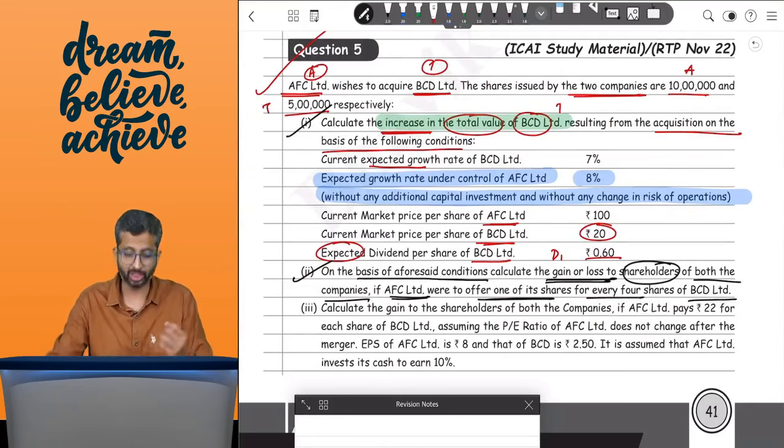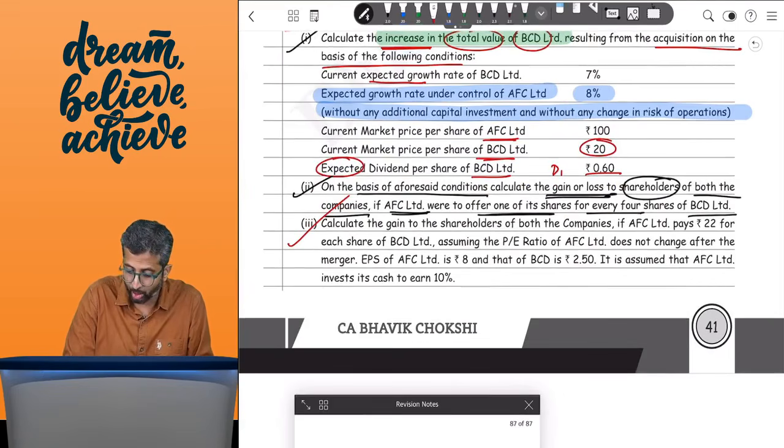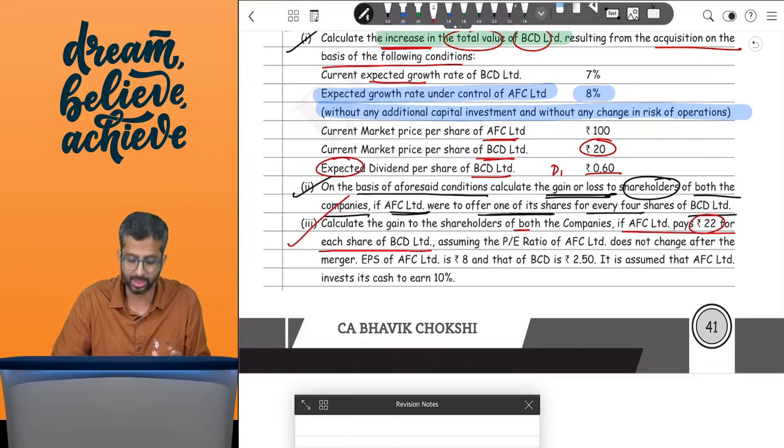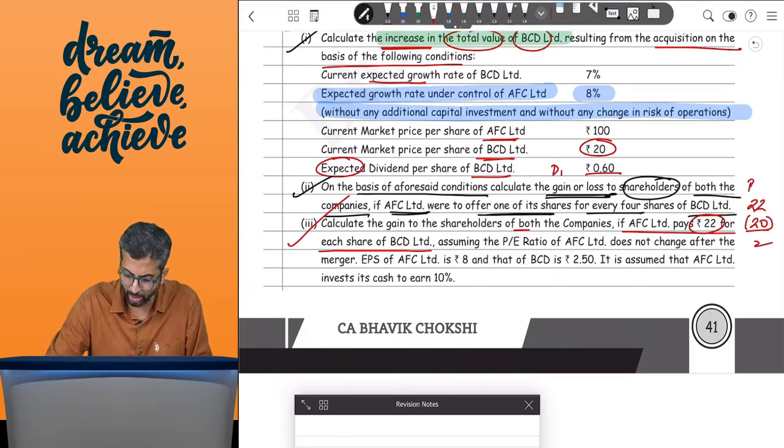Next, we look at sub point 3. This is cash acquisition, one of the very few places where cash acquisition is looked at. So you have point 3. Calculate the gain to the shareholders of both the companies if AFC pays 22 for each share of BCD. End of story. They are paying 22 rupees for each share of BCD. So 22 rupees paid for each share of BCD, which is worth 20, and hence 2 rupees is again the gain for BCD shareholders. End of story.